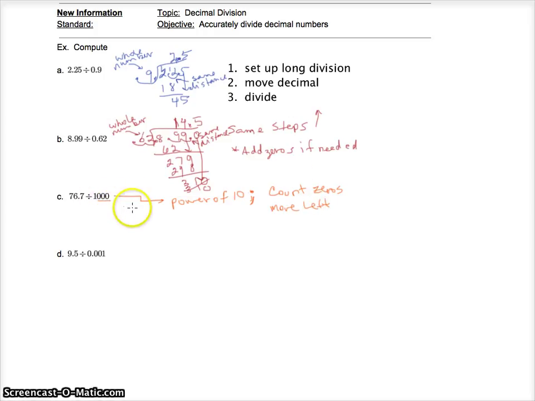So I have 3 zeros, 1, 2, 3. We're going to go 3 spaces left. So 1, 2, 3, and then I have 76.7. So I'm going to go 1, 2, 3. I'm out of spaces, so I'm going to add a 0, and my answer will be 0.0767. We needed to add a 0.